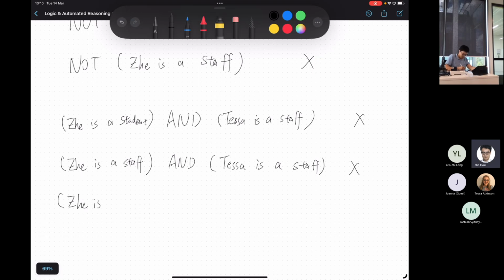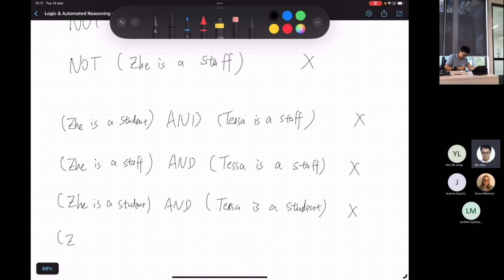Next case, "Z is a student and Tessa is a student." I would count PhD student as a student. Therefore, the right-hand side is true, the left-hand side is false. Therefore, the AND statement is still false.